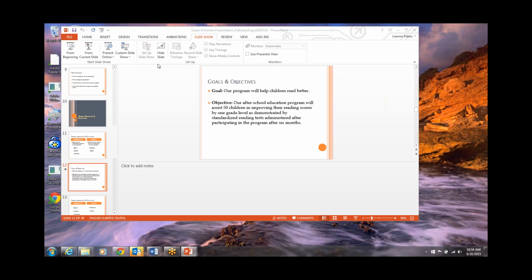Does anybody want to share a goal from their program? To put this in Komen terms. Our program will improve quality of life. Okay. So your objective, and this is where you get more descriptive: our program will assist 50 children in improving their reading scores by 1 grade level, and they get a little bit into the methods.